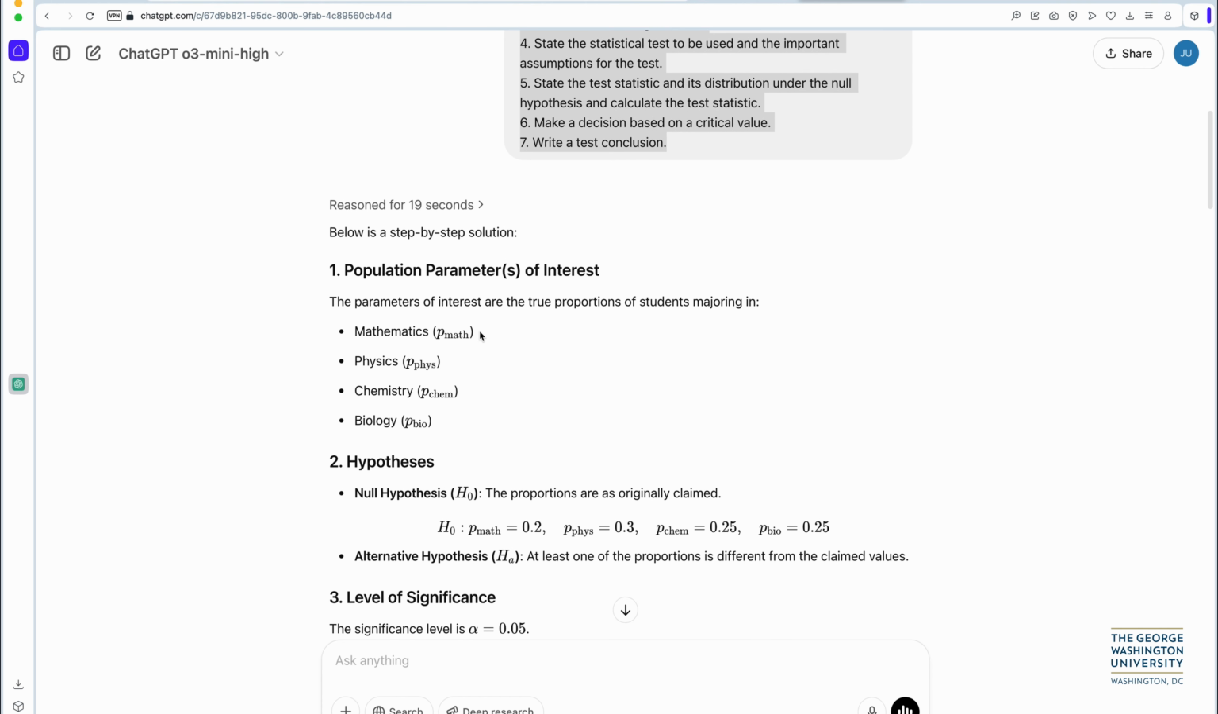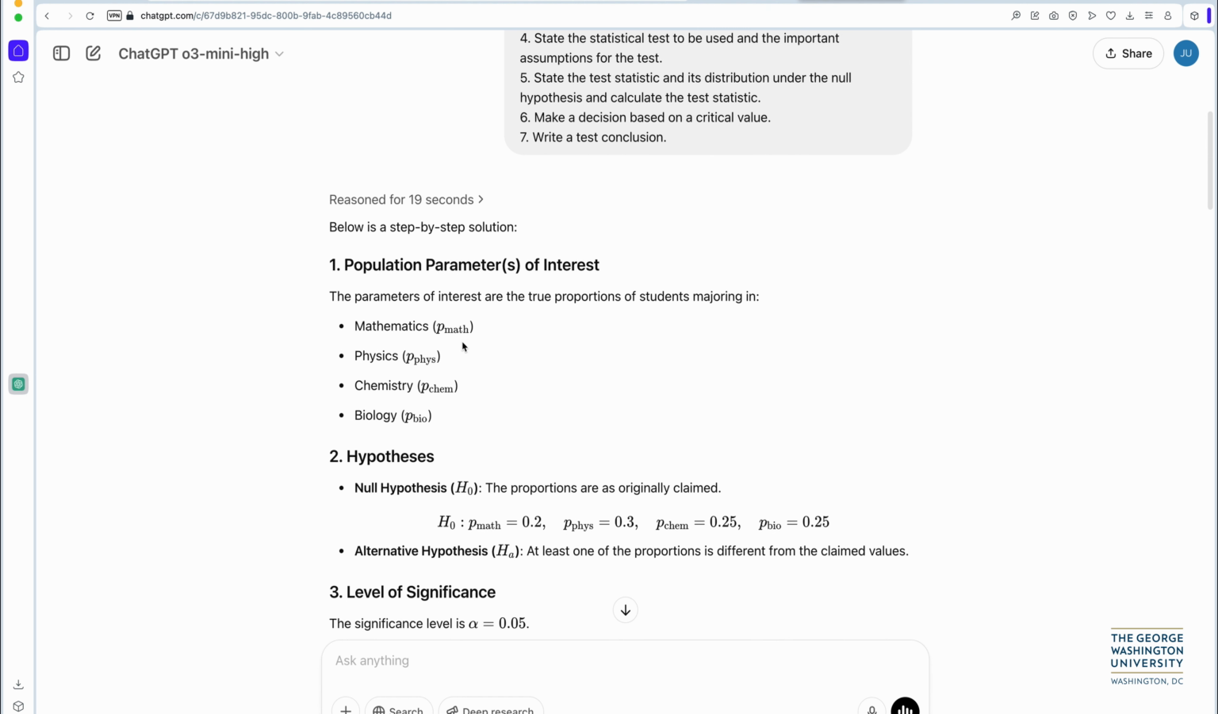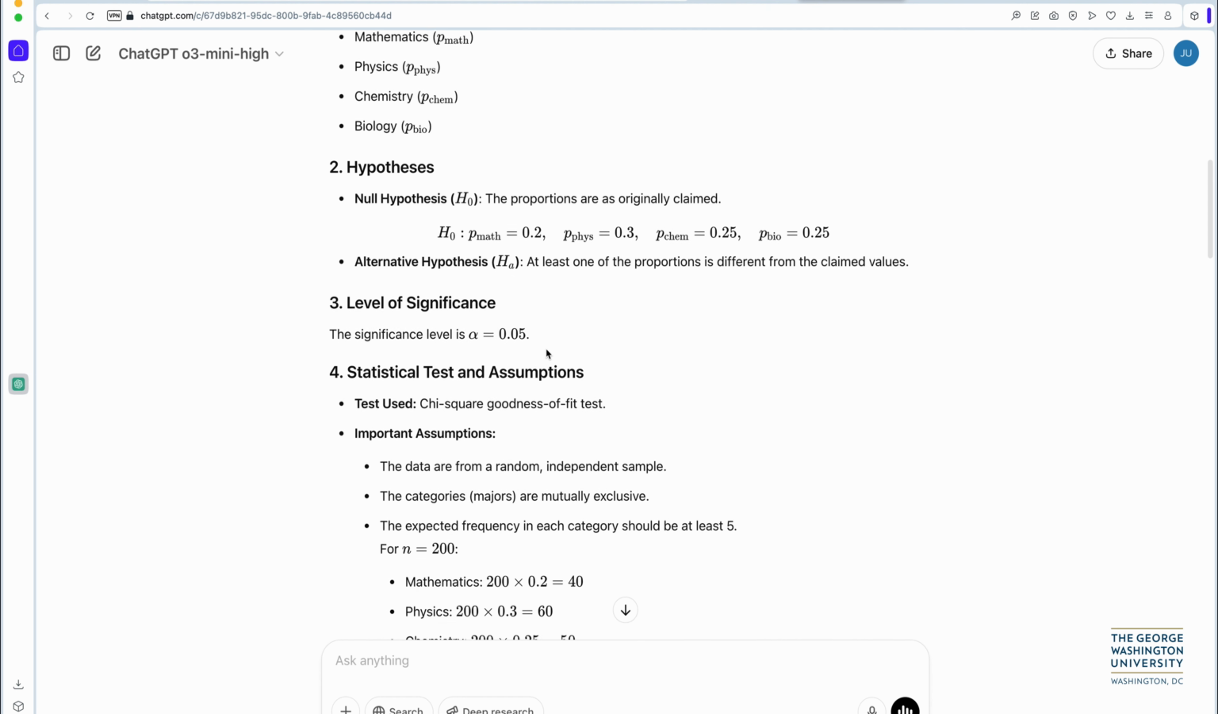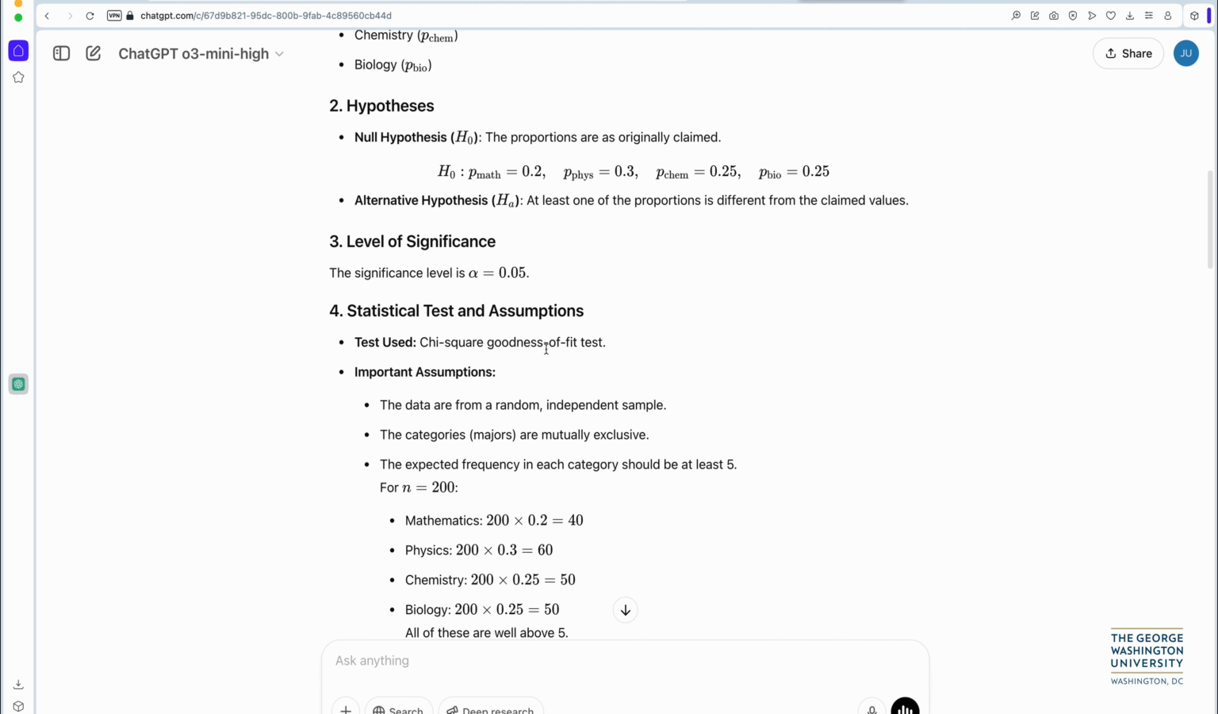So let's have a look at this. Let's look at what ChatGPT said about the population parameters. The parameters of interest are the true proportions of students majoring in math, physics, chemistry, and biology, and it's done its notation for those 4. The hypotheses are these values as stated under the null hypothesis, and the alternative hypothesis, at least one of the proportions is different from the claimed values. Now, of course, if one changes, automatically one of the others has to change. So it's actually 2 or more of them would be different, but that's a bit pedantic. Level of significance, 0.05, that's fantastic.